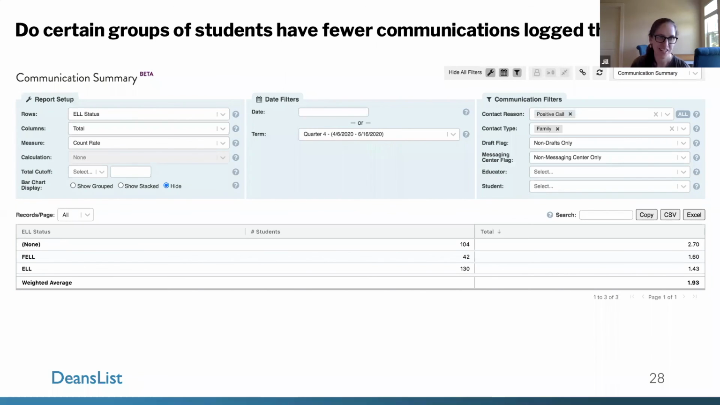So for this next one, do certain groups of students have fewer communications logged than others? In this particular view, we want to compare positive calls for English language learners, former English language learners, and students who are not English language learners. There's a column in here with the number of students in each of these groups. As we can see, the group sizes are so different that the total call count wouldn't provide a meaningful comparison. So in DeansList, we have the opportunity to switch the measure that we're using in that total column from total count of calls to count rate.